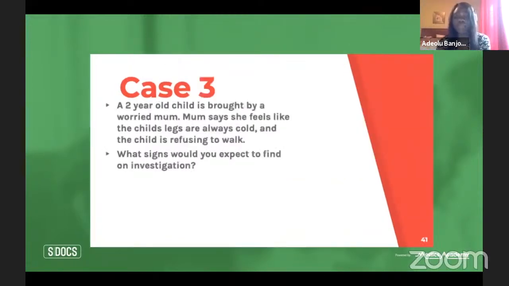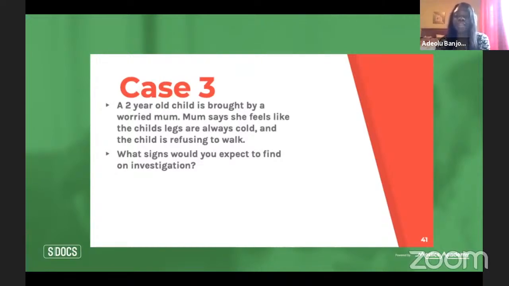So now the last case, which is case 3. A 2-year-old child is brought by a worried mom. The mom says she feels like the child's legs are always cold and the child is refusing to walk. What signs would you expect to find on investigation? So this one is actually a bit tricky, but the main hint is that the child is refusing to walk and the child's legs are cold. Those are 2 signs that the child's lower body might not be getting enough blood.